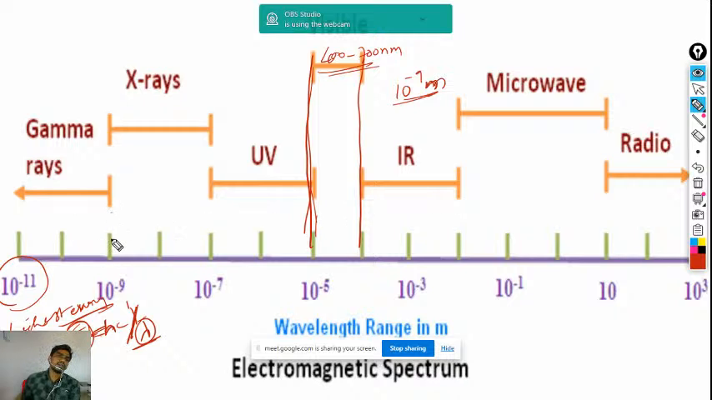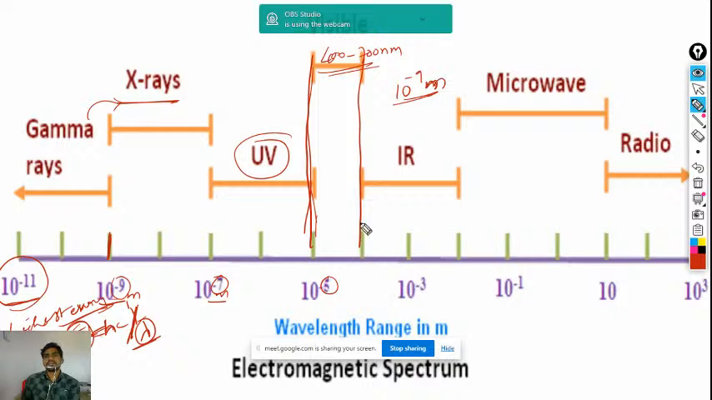Their wavelength will be from 10 to the power of minus 9 to 10 to the power of minus 11. So this is gamma rays. After that, the X-rays, which have a little bit more wavelength, 10 to the power of minus 7 to 10 to the power of minus 9 meters. Then UV rays, which are from 10 to the power of minus 5 to 10 to the power of minus 7 meters.